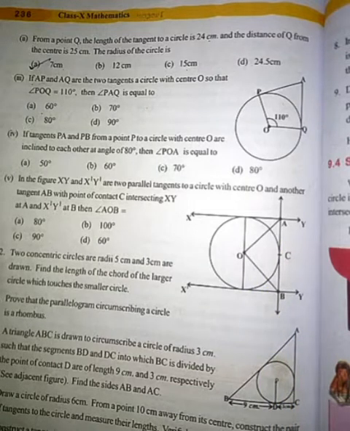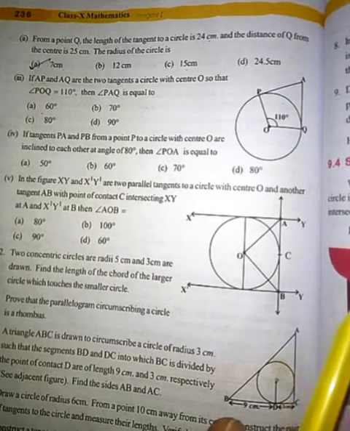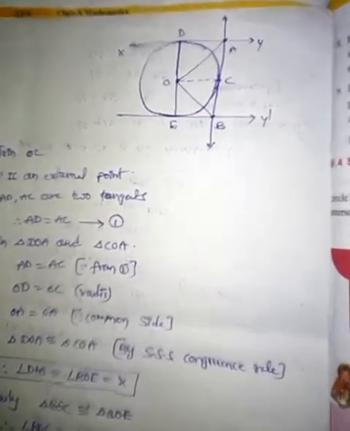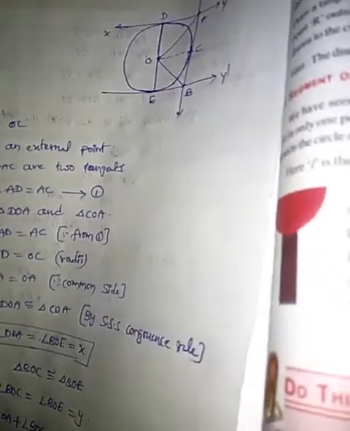Okay children, this is a very lengthy problem, so don't get confused, observe carefully. The answer will be 90 degrees. How is it possible? Let me explain. Because this is a difficult problem to understand, just observe carefully. So this is the solution.